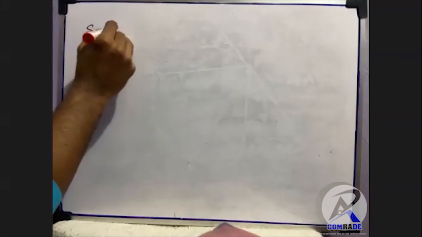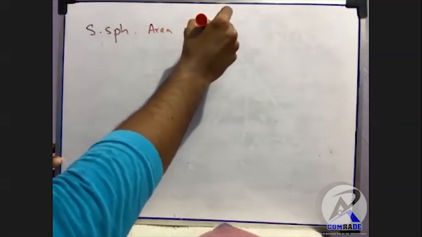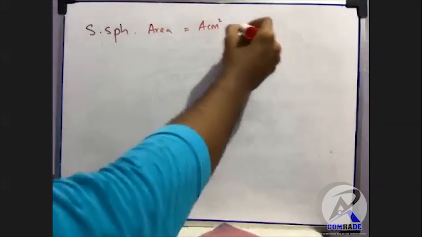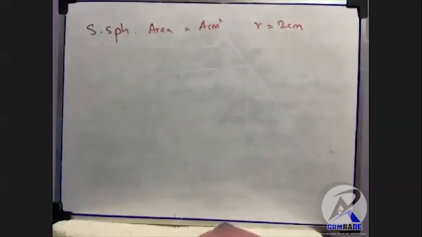The surface area of a solid sphere. Which sphere? A solid sphere. The surface area of a solid sphere of radius 2 centimeters is a centimeters squared. This one's radius equals 2 centimeters. That's what they have given.